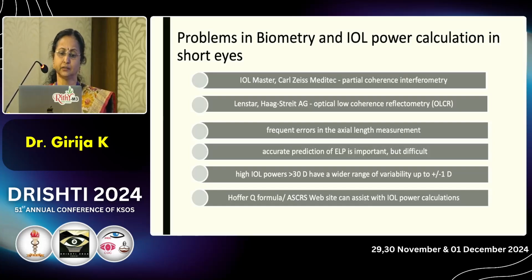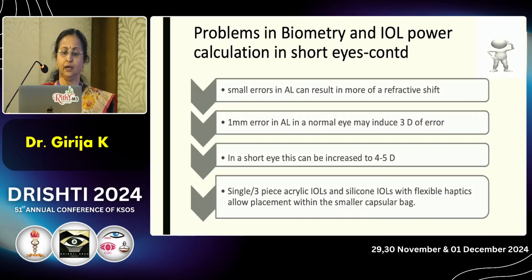There are frequent errors in the axial length measurement in short eyes, so you have to take care. And accurate prediction of the effective lens position is also very difficult in short eyes. High power lenses can have errors up to plus or minus 1 diopter. So you can use either the Hoffer Q formula or the ASCRS website. Even a 1 millimeter error in a normal eye can induce a 3 diopter error, but in a short eye it becomes around 4 to 5 diopters. And it's better to put foldable lenses in the small capsular bag.